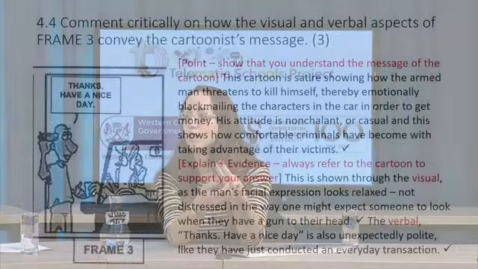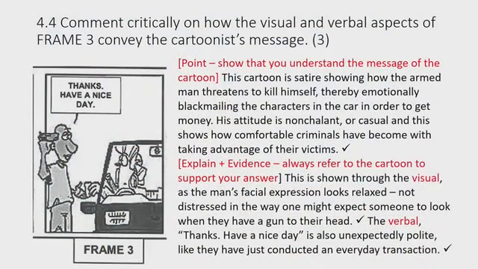And here we would do those two things together because we're talking about the visual and the verbal. So if you look at the answer, it says, this is shown through the visual as the man's facial expression looks relaxed. He is not distressed in the way one might expect someone to look when they are holding a gun to their own head. And then we can also see this in the verbal, "thanks, have a nice day," which is unexpectedly polite, like he has just conducted an everyday transaction. And if you want to sound clever, you can say that that's quite formal in its register. So that shows that you've learned all the things that we need to know from this lesson.